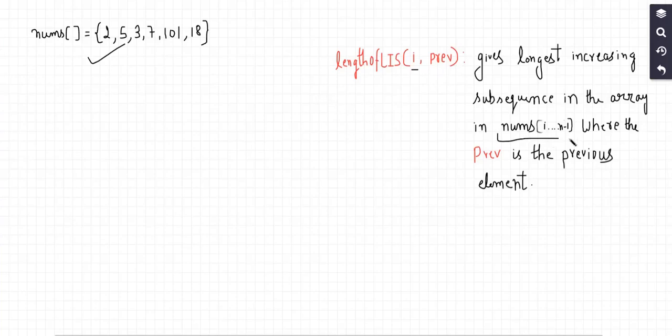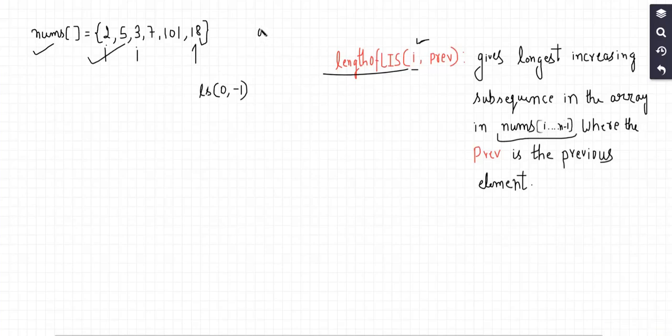So starting from index i and ending at the last index of this array here. i is maybe somewhere here, I may be 0 here. So initially this function, let's call it ls, is called at the first index, that is 0, and the previous element is taken to be -1.